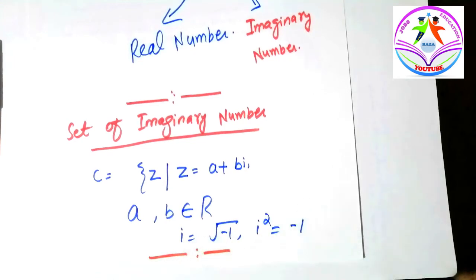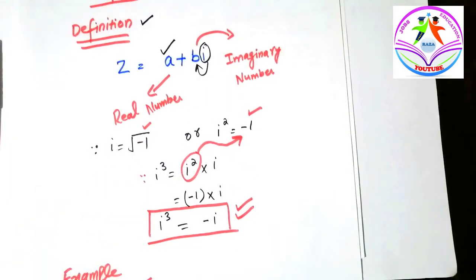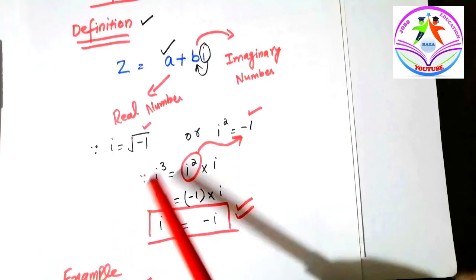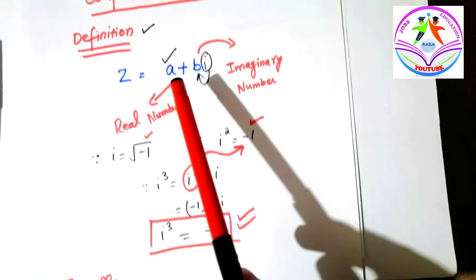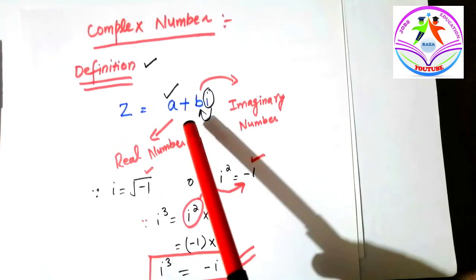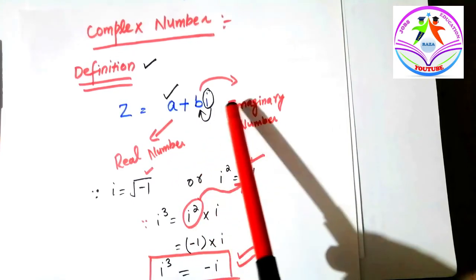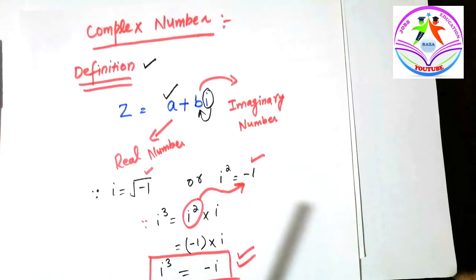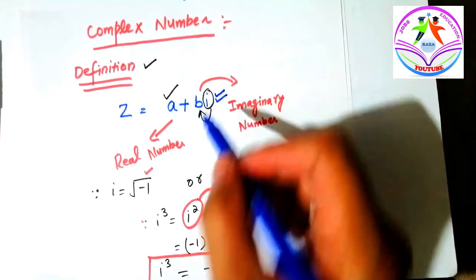Let me summarize it again for you. How can we know which one is a complex number, or which one is a real number or imaginary number? We know that z is equal to a plus b iota, because a complex number is a combination of a real number and an imaginary number. And a and b are both real numbers, and when we put iota with a real number, it becomes an imaginary number.